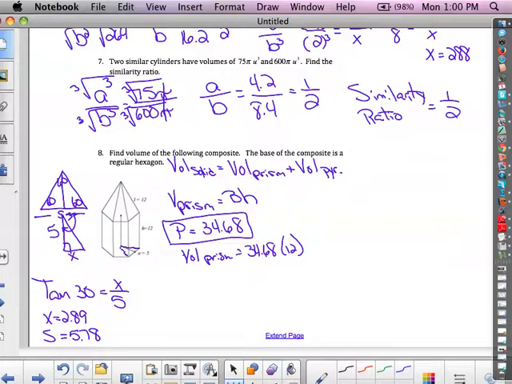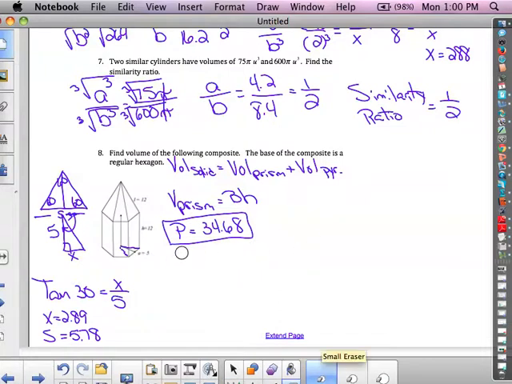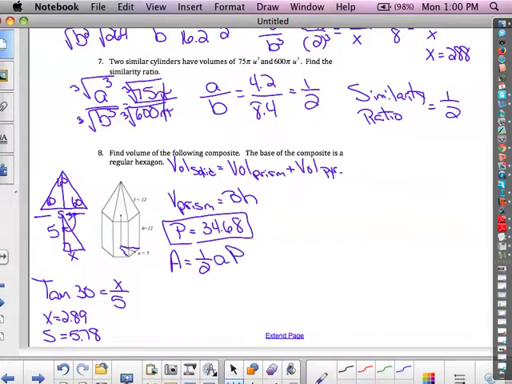No, sorry, I didn't do that correctly. Let me back up. You have the perimeter. Now we have to find the area of the base. I skipped a step. So the area is equal to 1/2 the apothem times the perimeter. So 1/2 the apothem is 5. The perimeter is 34.68. That gives me an area of the base of 86.70.